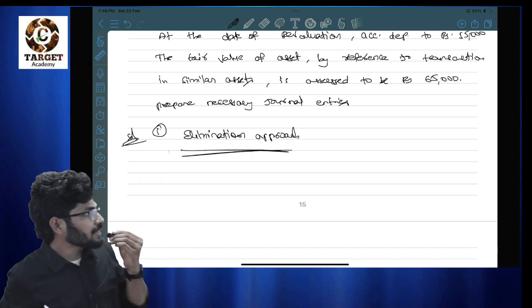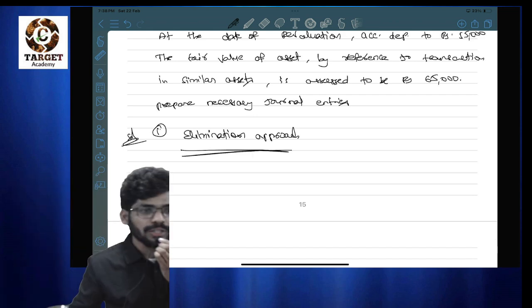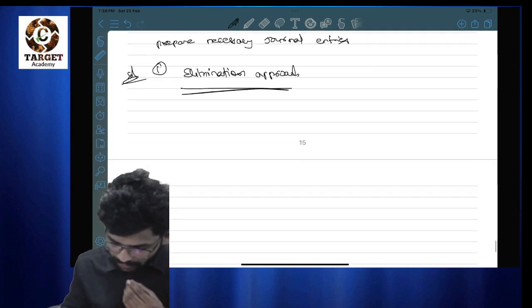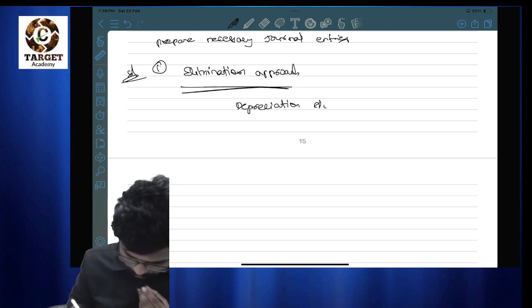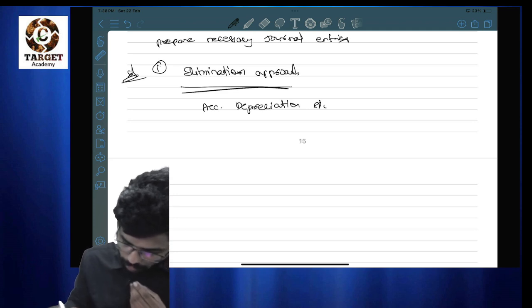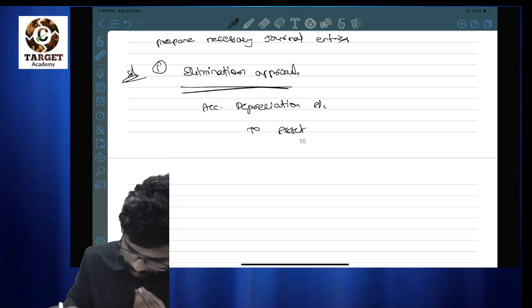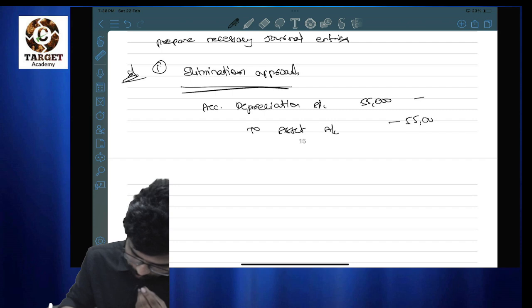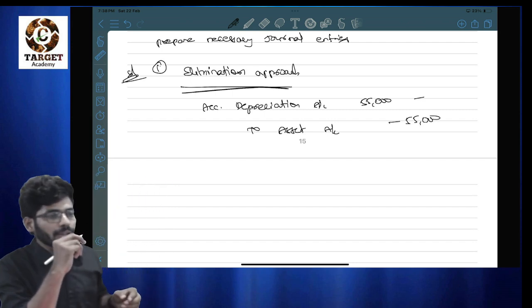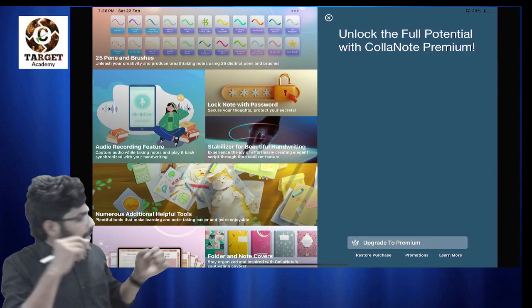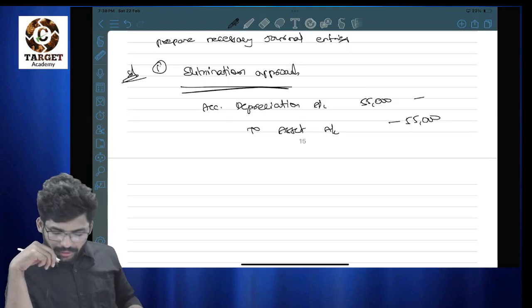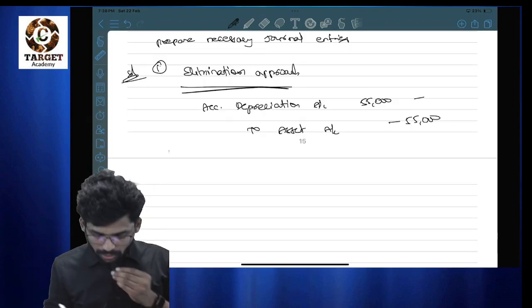So what does the elimination approach mean? Depreciation should be charged to the asset account only. So then the entry. Please note down, which depreciation? Accumulated depreciation to asset account. Simple, whatever the accumulated depreciation, that should be adjusted to the asset account only. Then what is the entry? Accumulated depreciation to asset account. Correct or not? Yes.